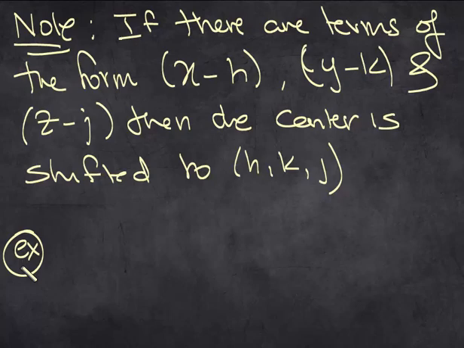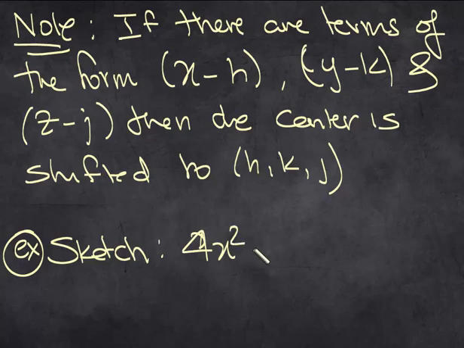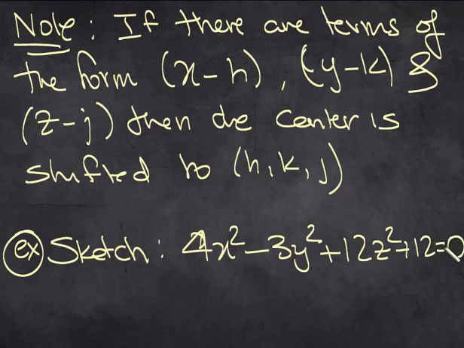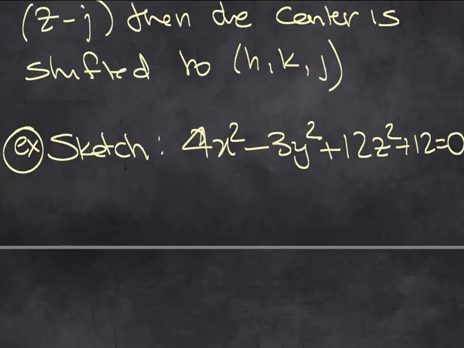Right. But let me just do two examples really quick and then we are done. Even though the book might tell you to sketch it, you don't need to sketch it. I just want you to describe it. Okay. So if I have 4x squared minus 3y squared plus 12z squared plus 12 is equal to 0, I want to sketch this. What's the first thing I do? Make sure, like we said, to move all the square terms to one side and everything else to the opposite side.